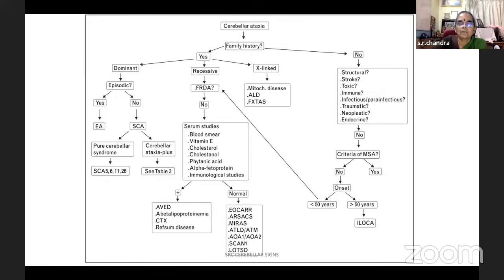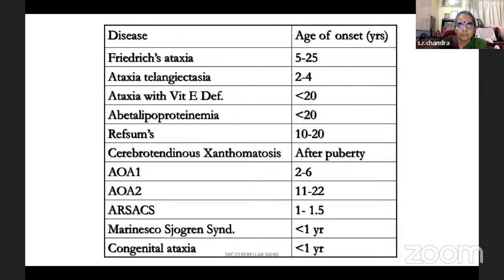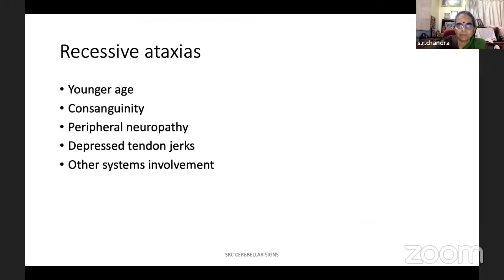So when you see a patient with ataxia, is there a family history? Is there no family history? Then go through all the parameters which I have elaborated now. Most of the time we will land on the diagnosis. So by age of onset, this is the table; you can go through this. Again, that's a very important clue: when did the patient's ataxia start? So you can get a probable diagnosis.